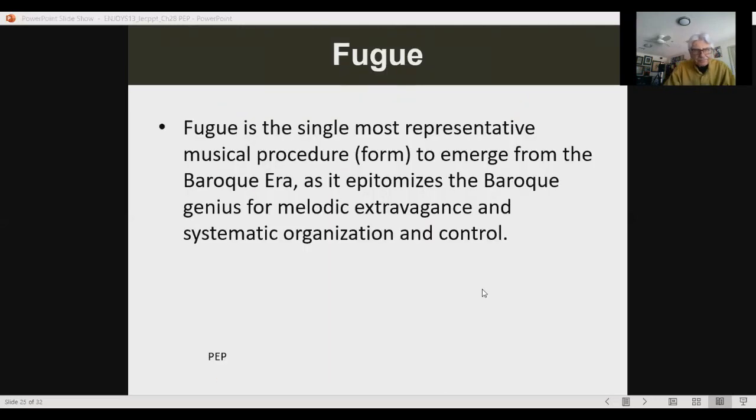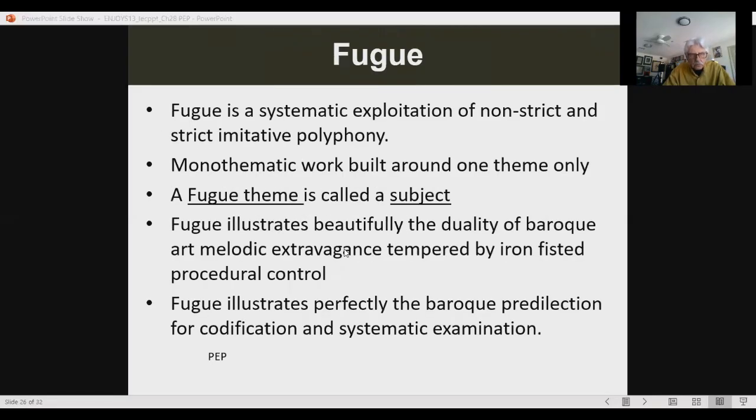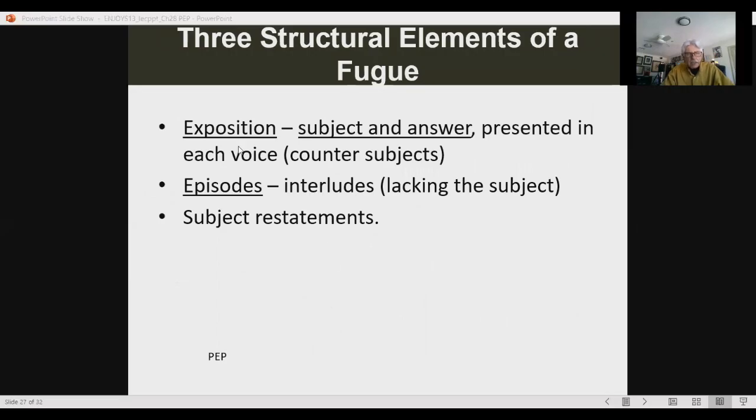Oh, more information. So the fugue is the single most representative musical procedure form to emerge from the Baroque era, as it epitomizes the Baroque genius for melodic extravagance and systematic organization and control. So once again, you really have one theme in a fugue. So basically it's monothematic, and that theme is called the subject. Again, the exposition is where you have the subject and the answer presented, and then episodes where you have no subject or answer being stated.